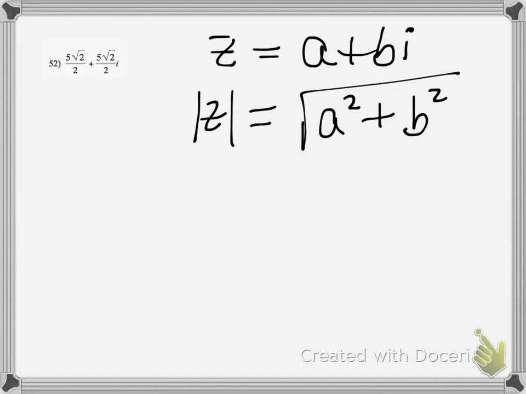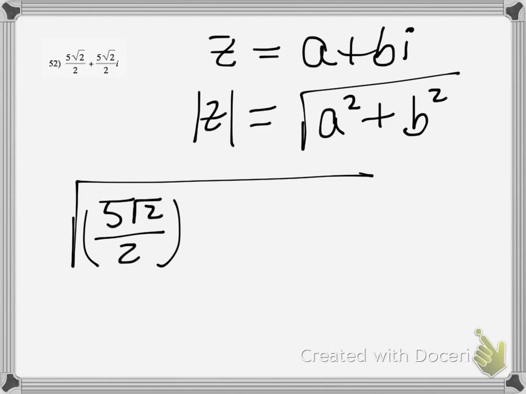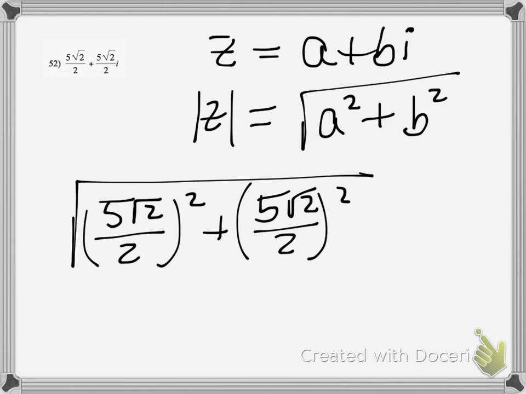I chose to do this one because I figured most of you are going to have issues with your calculators. So the absolute value here is going to be the square root of 5 radical 2 over 2 squared plus 5 radical 2 over 2 squared. If you are very, very careful, you can plug it into your calculator and it'll give you a nice number. What your calculator is doing is basically squaring.